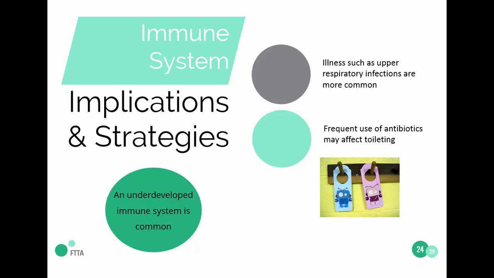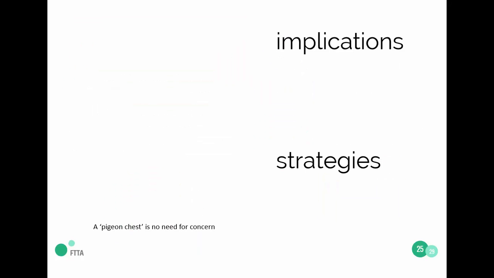If they do catch it, it can be a lot more severe, and they may catch it a lot more regularly. Illness such as upper respiratory infections are more common. Frequent use of antibiotics may affect toileting.